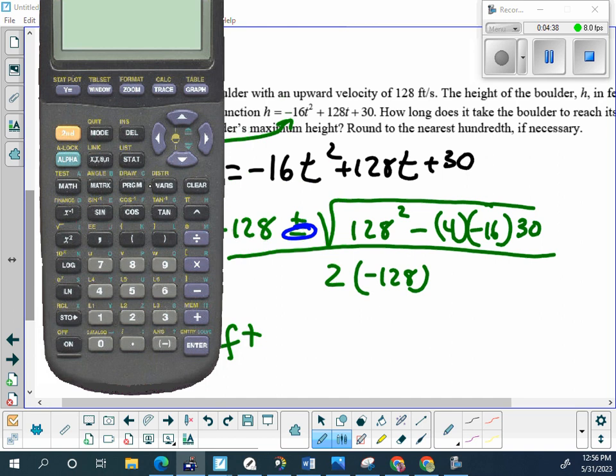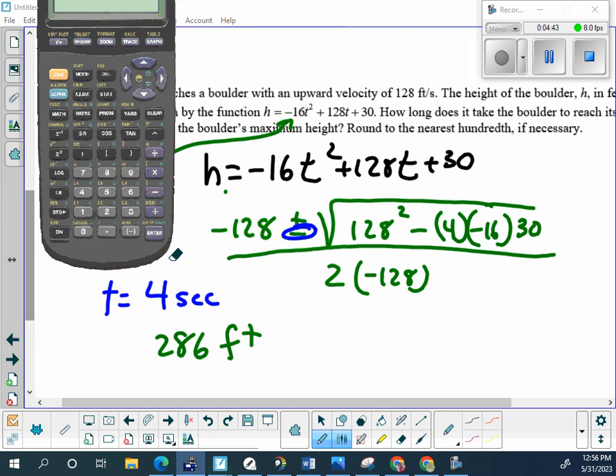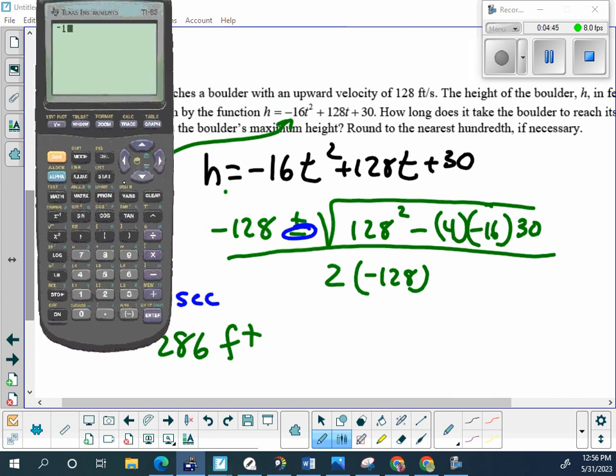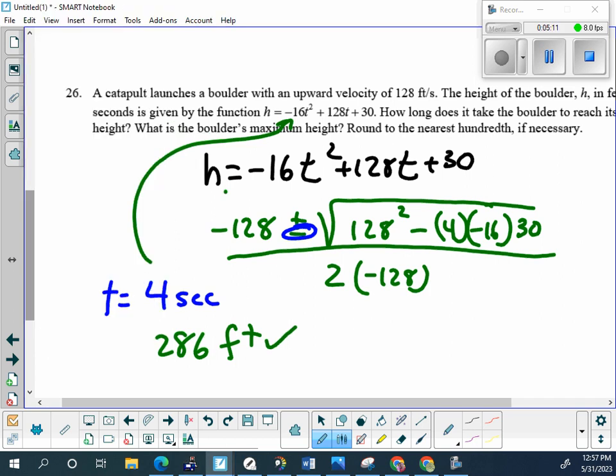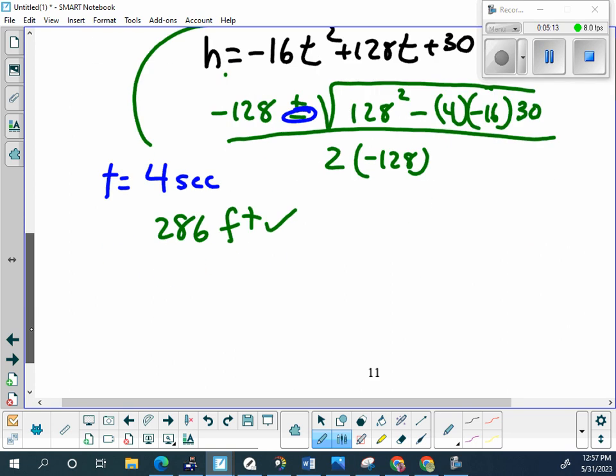-16 times, well, let me do it as it says, 4 squared, right, plus 128 times 4. Just filling in my T's is 4. Plus 30. I think I have that typed in right. 286. That checks out. Okay, moving on to 27.